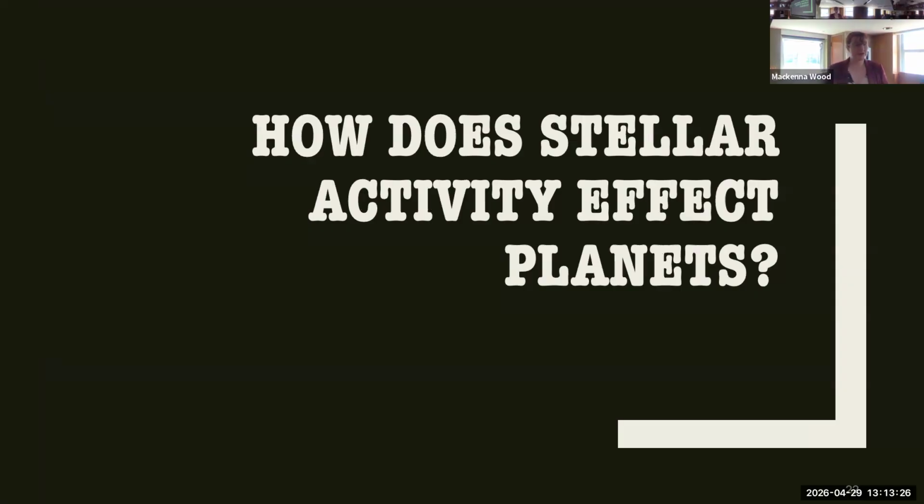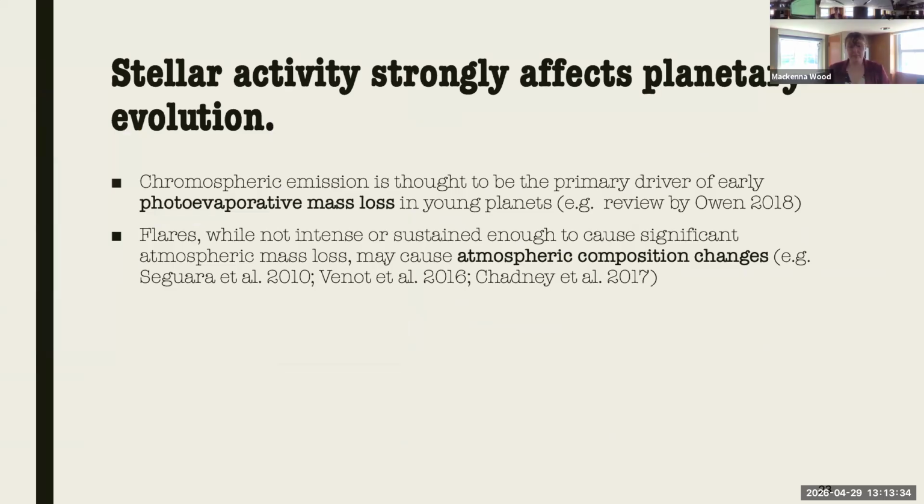But now we want to go back to our question and figure out how this changing stellar activity is going to affect young planets. We know that it does. The primary driver of early photoevaporative mass loss is thought to be chromospheric emission, which reduces by 3 orders of magnitude over the first few billion years of a star's life. And flares, while most research right now finds that they're not intense or sustained enough to cause significant mass loss, they may cause significant composition changes in the atmosphere of planets. So we know that stellar activity has a huge effect on planetary evolution.